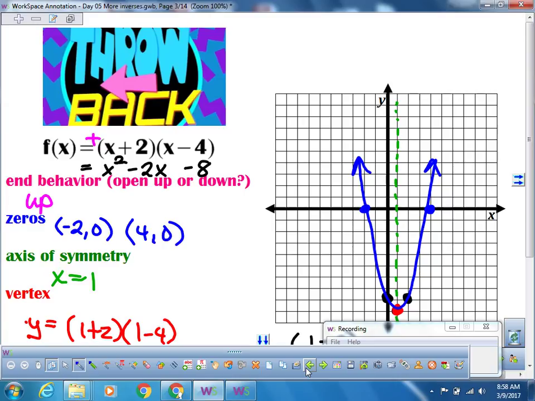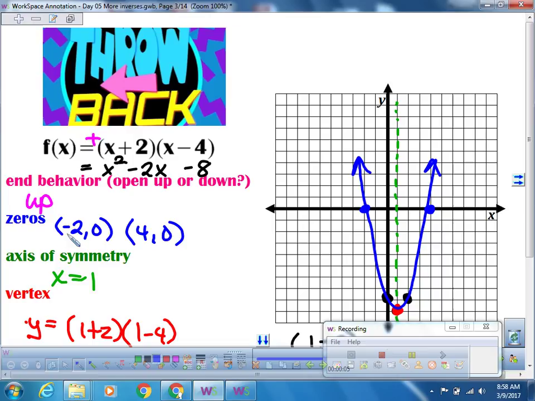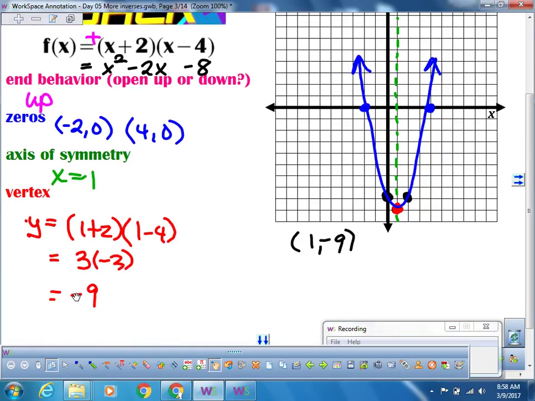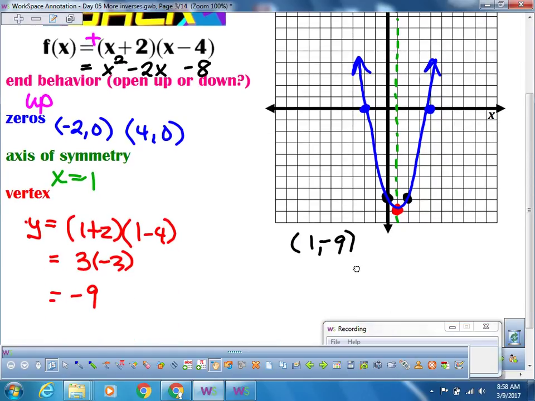So we just went over how to graph a parabola. First we found our zeros, then we found our axis of symmetry by just looking at what's in between the zeros. Then we used the axis of symmetry and plugged it back into the equation to be able to find our vertex, which is 1, negative 9.